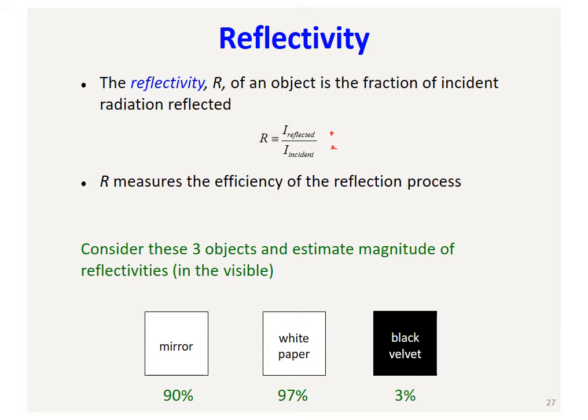I have 3 objects shown at the bottom, 2 of them with high reflectivity and 1, black velvet, with obviously low reflectivity. It's interesting though that both the mirror and white paper, when we observe reflected light on them, look distinctly different. So clearly there's more to reflection than simply the reflectivity.